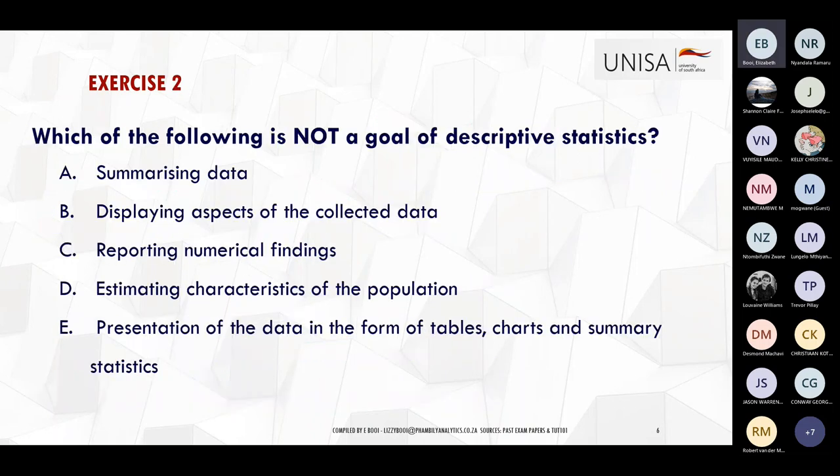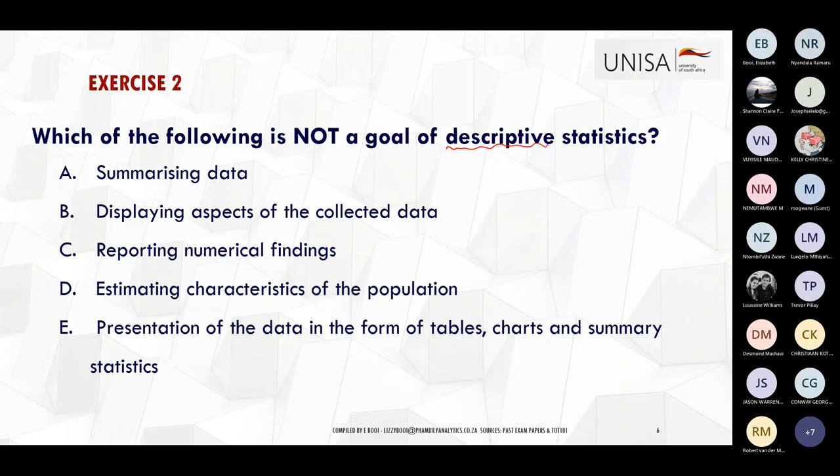Let's look at the second question, to see how they can ask you questions. Which of the following is not a goal of descriptive statistics? The first one says summarizing data, displaying data, aspects of the collected data, reporting numerical findings, estimating characteristics of the population, presenting data from the table. So, anyone?